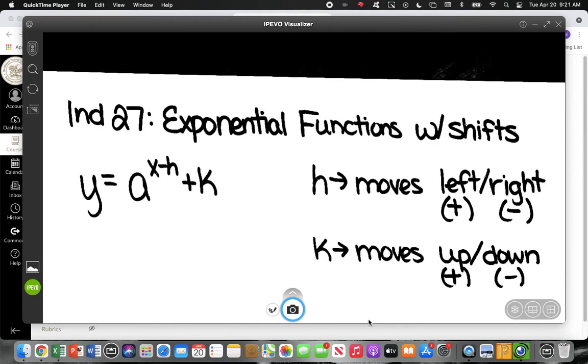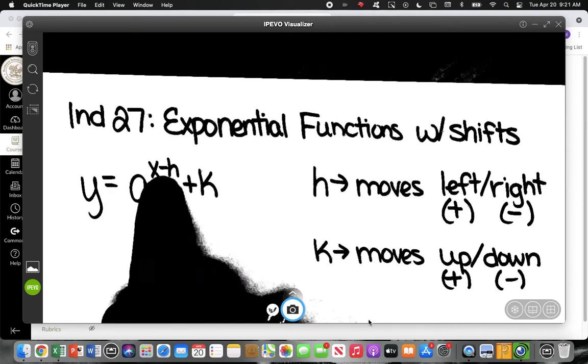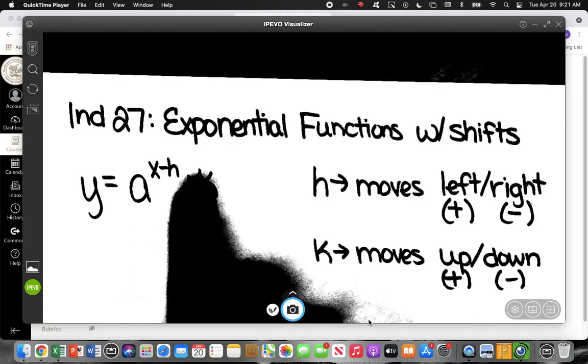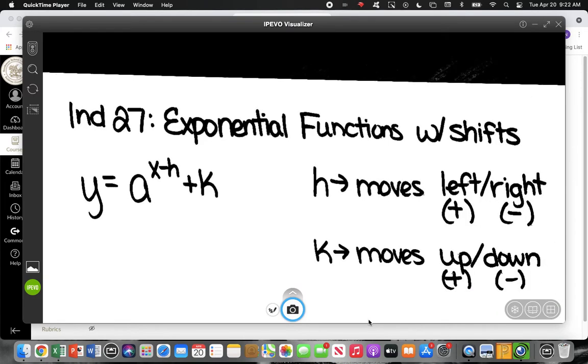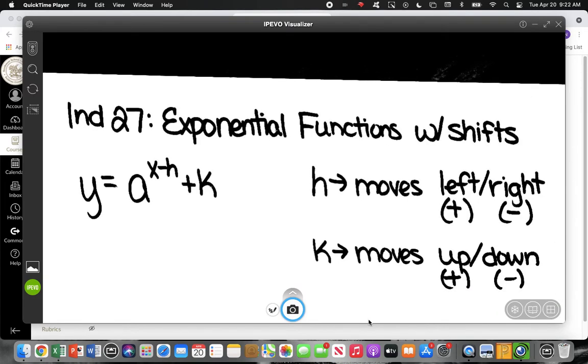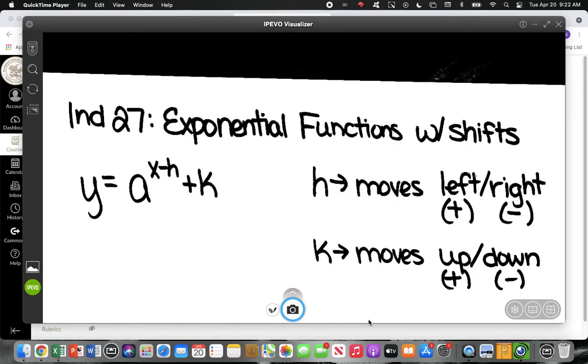And we always do the opposite. That's why it has a minus in the formula. So if you see something being added, it's going to shift that graph to the left. If you see something with a minus, an x minus a value, it's actually going to shift the graph to the right.